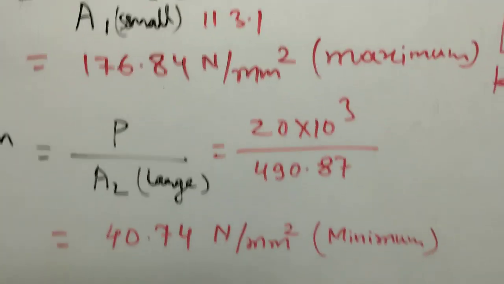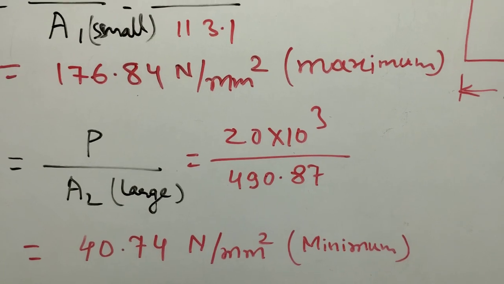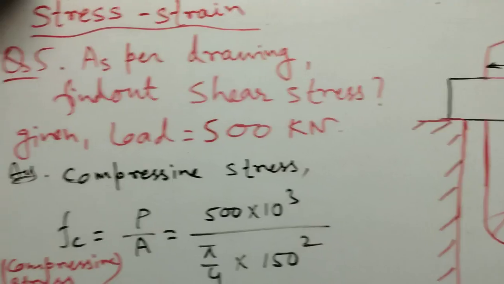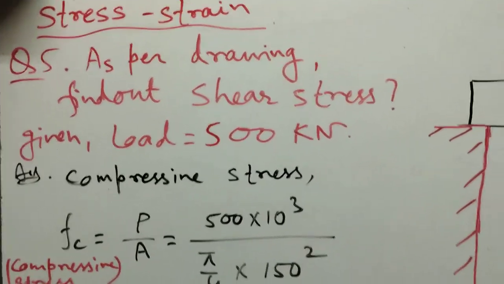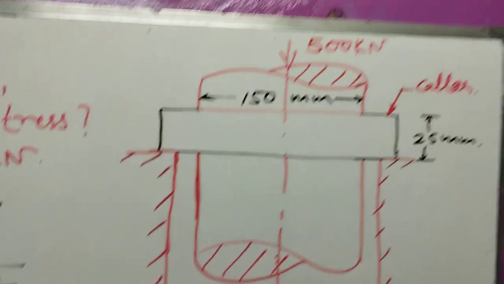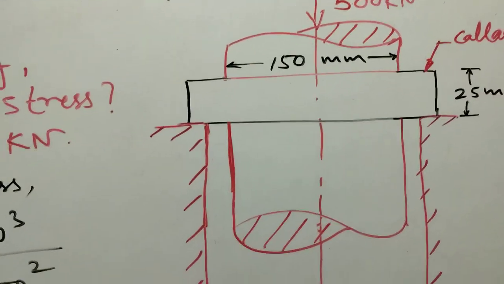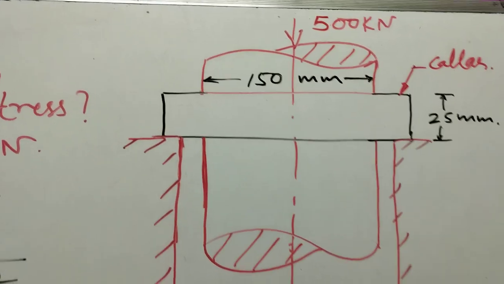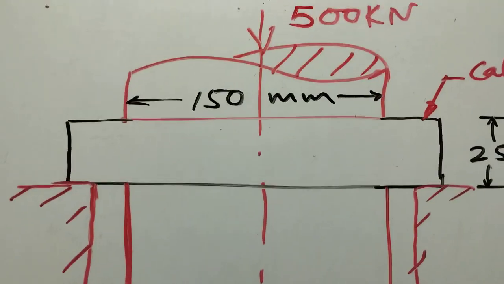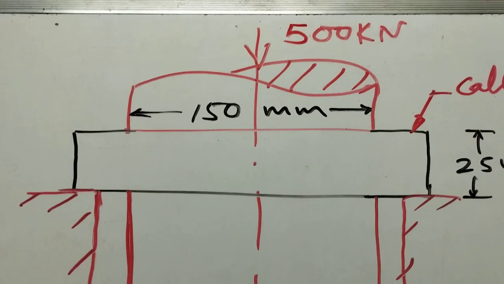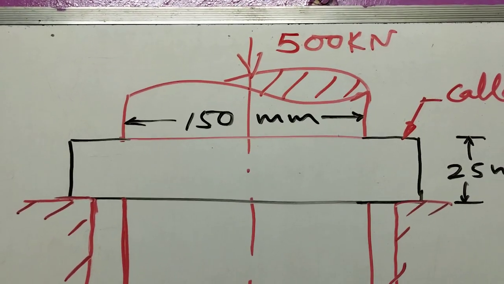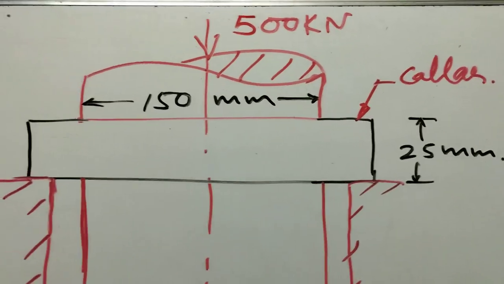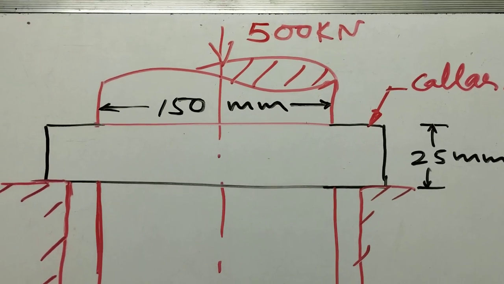If the area is larger, we get this minimum stress. Now we go to question number 5 as per the drawing. Find out the compressive stress and shear stress as well as the shear area. Here 500 kN is applied on the top of the circular bar and this diameter is 150 mm.